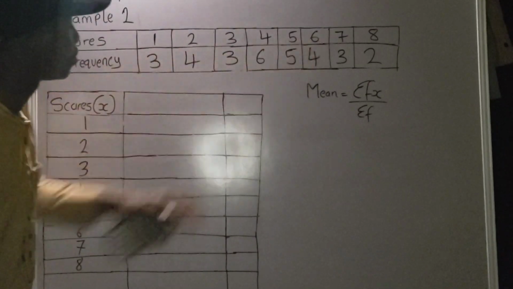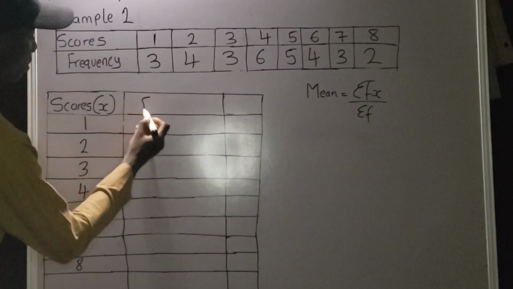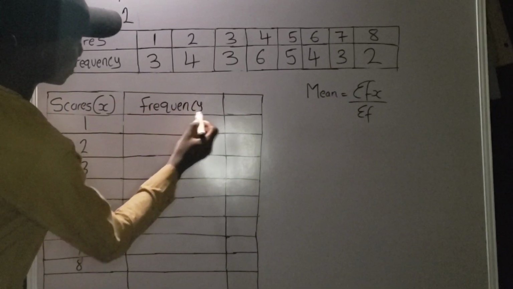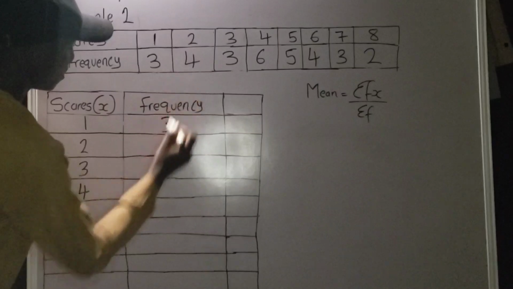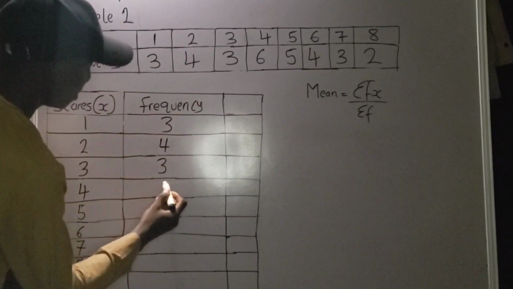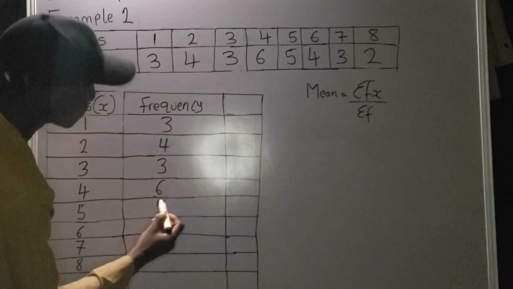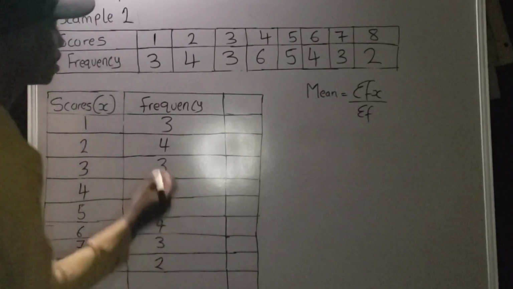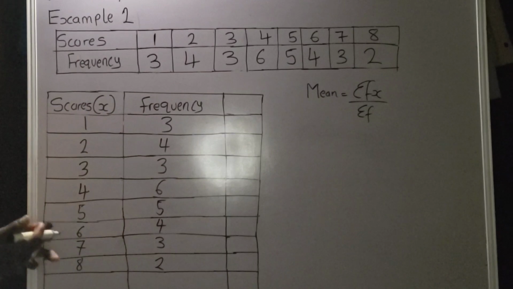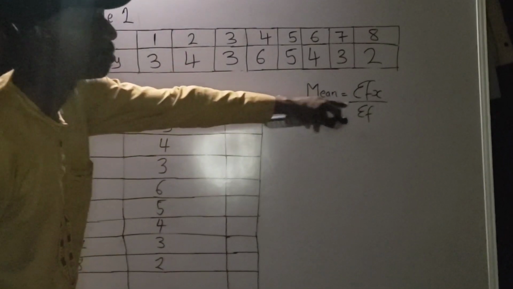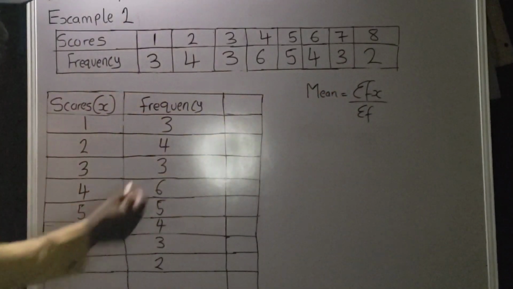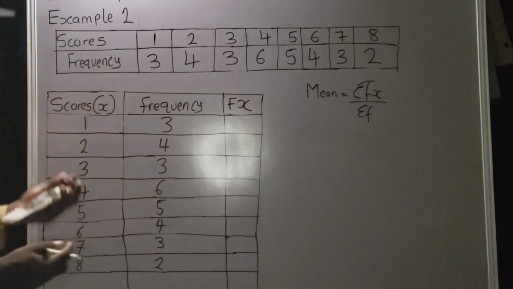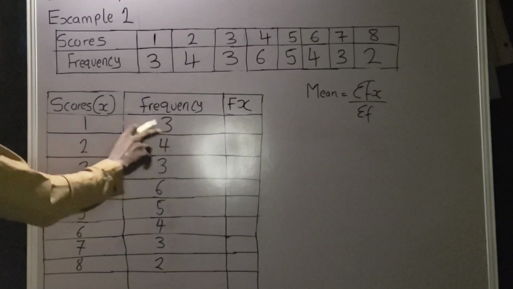Have you seen? So now let us arrange the frequency. This will be the column for the frequency. So I'm going to have frequency here: 3, 4, 3, 6, 5, 4, 3, 2. You understand? So, according to the formula of mean, I need to take the product of f and x. So I'm going to have another column which will be for fx. So, let us take the product of frequency and scores.